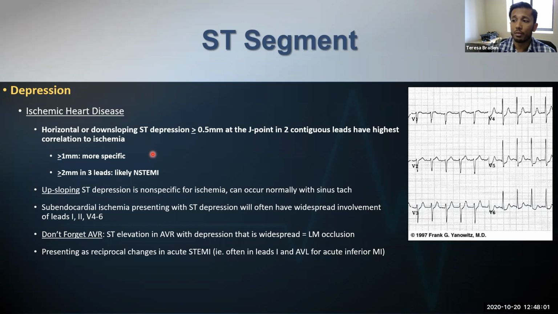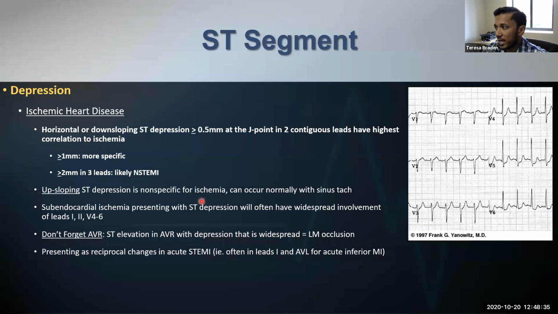While greater than 1 millimeter is very specific, if you have greater than 2 millimeters in multiple leads, especially contiguous leads, it's likely an NSTEMI. So just remember that the 3 lead rule, along with the change of 2 millimeters, is going to increase your suspicion for an NSTEMI. If it's upsloping, it's really not specific. On this one, lead V4 is somewhat of an upsloping ST depression. That's what we mean by the upsloping comment.